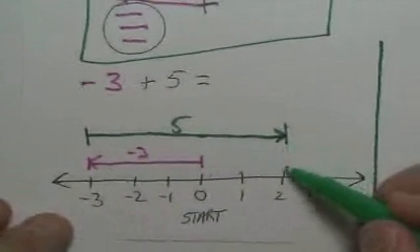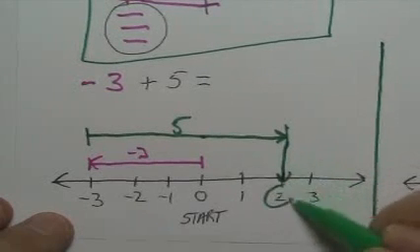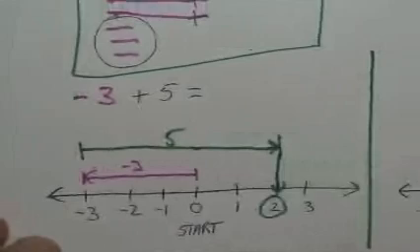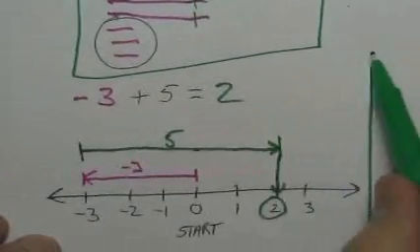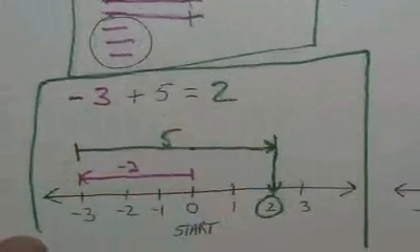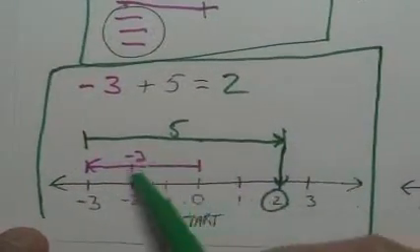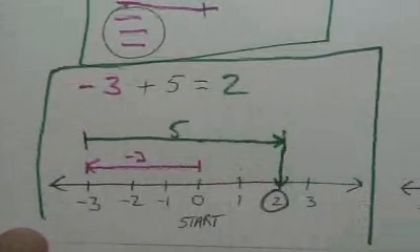So where does that leave me? Right here, right at 2. As a matter of fact, the answer is 2. See, there you go. So negative 3 and 5 is 2. 5 take away 3 is positive 2.